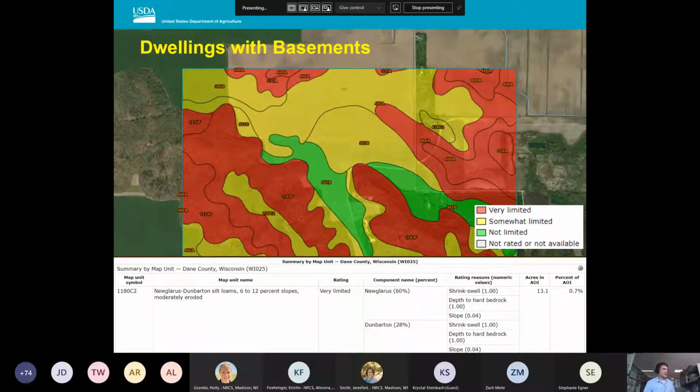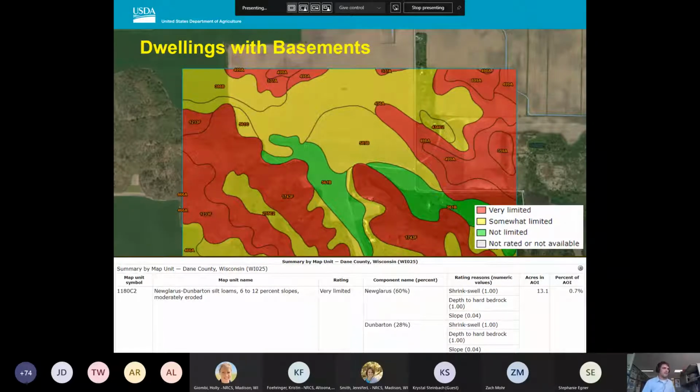So in the screenshot of an area in Dane County from Web Soil Survey, you can see areas that are good for developing houses with basements, areas that are bad, and areas in between. And down at the bottom, you can look at this in a tabular format. We're going to talk about map units and components later on.